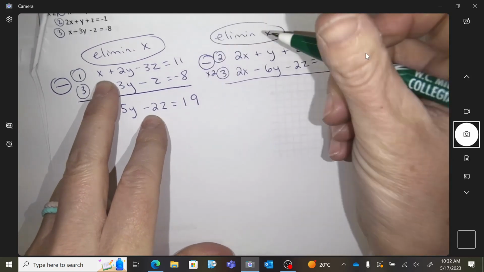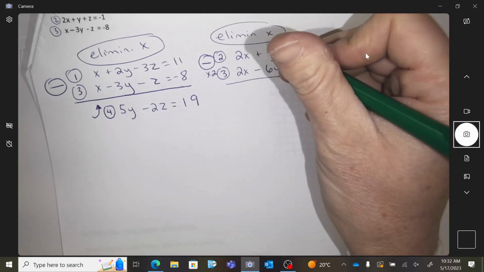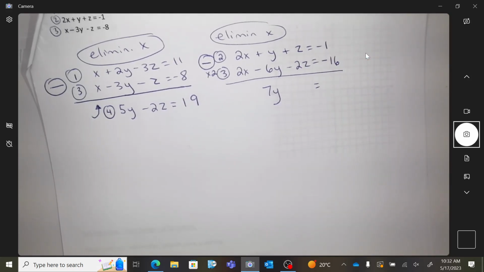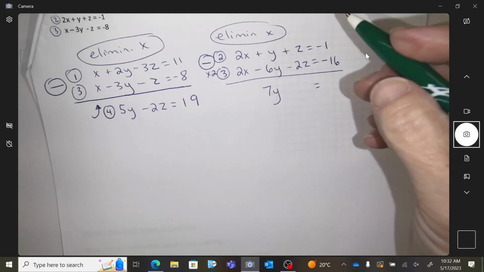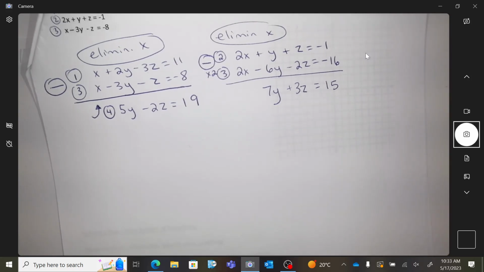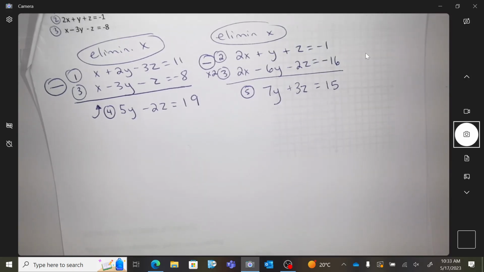Okay, would we agree we'd have to get rid of the x's with subtraction? Okay, so 7y. Keep going. How many z's? How many numbers? Okay, are we matching with our integers? 7, 3, and 15?